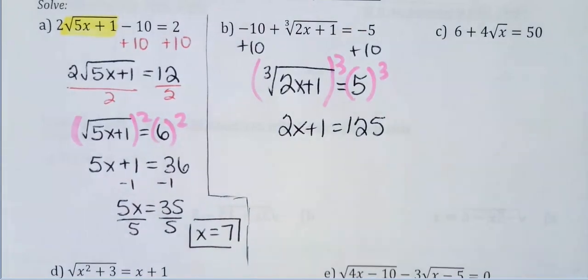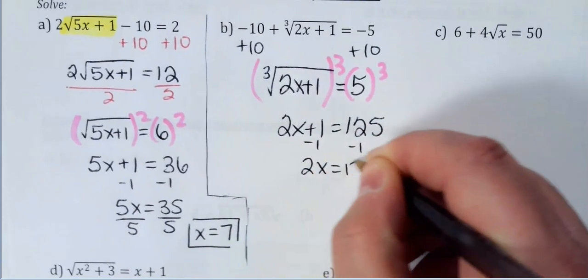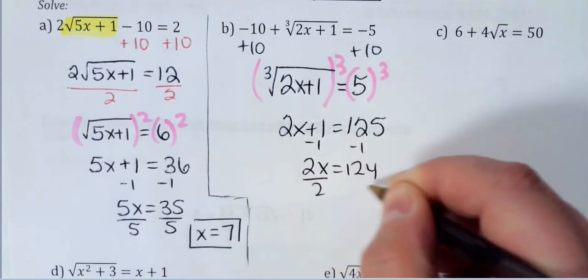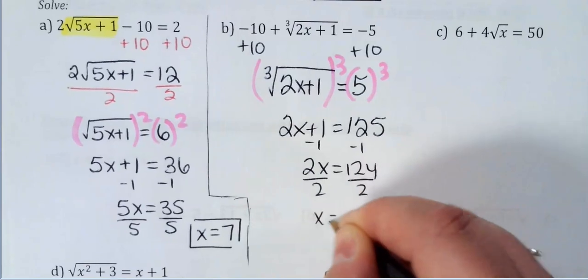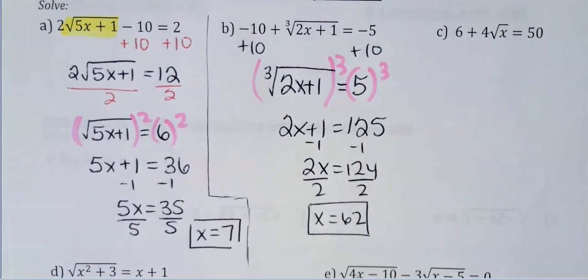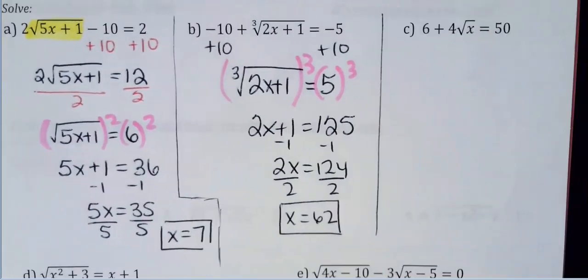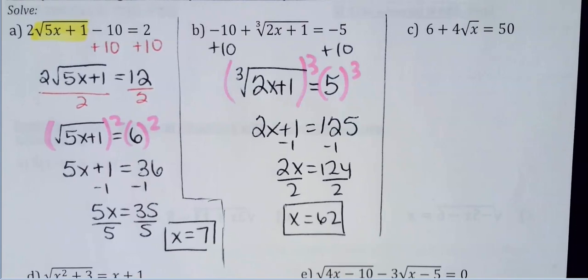All right. Now, again, the 2 steps. I'm going to subtract 1. So I get 2x is 124. And then divide by 2. And x is 62. And you're done. That's it. Okay, now, each one of these, like I said, is a little different.